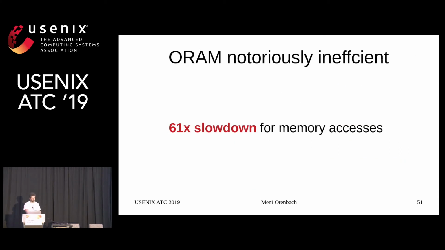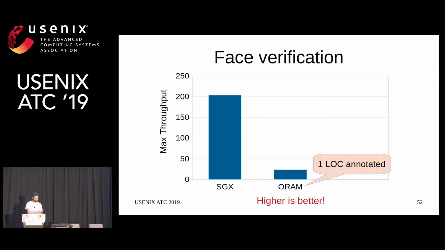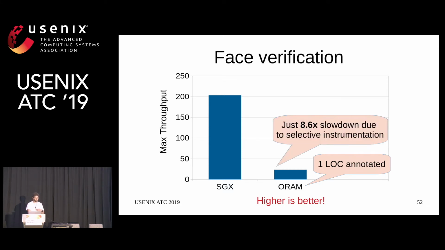However, ORAM is notoriously inefficient. Our implementation was actually 61 times slower than traditional memory accesses. However, with CoSMIX, annotating a single line of code, we were able to reduce that to only 8.6 times slowdown, since we only instrumented database accesses and not every access. So this plot shows the max throughput achieved by the server, so higher is better. However, it's much less than 61 times.